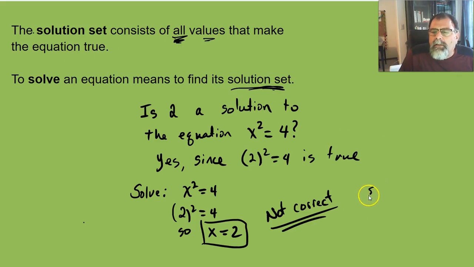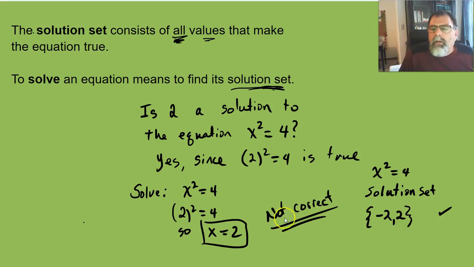So the solution set would be -2 and 2. Now I've solved the equation. So this would be correct. Okay, so 2 is a solution to the equation. -2 is a solution to the equation. To solve the equation, you have to state the solution set, which lists all of the solutions to the equation.